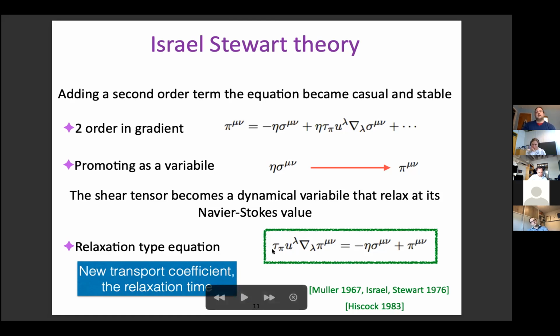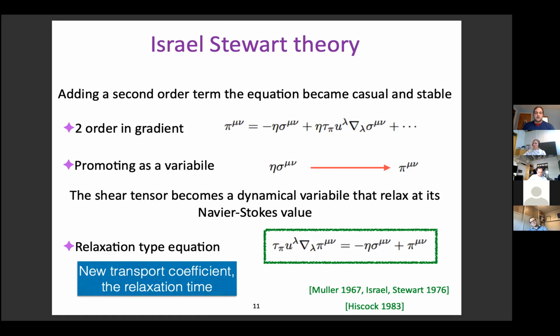And if you do that, then one ends up with an equation that, instead of involving a second derivative of sigma, has a first derivative of this pi mu nu, the stress part of the energy momentum tensor. So this is a relaxation type of equation. What does it mean? After a transient time, given by this tau pi, the value of the shear stress tensor becomes equal to the value of the stress in your system multiplied by the viscosity. And this transient time is actually a new transport coefficient, and a rather interesting one.